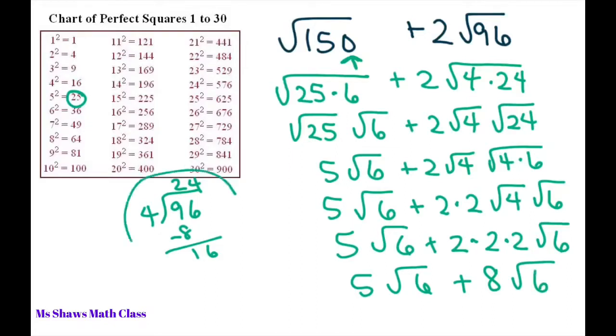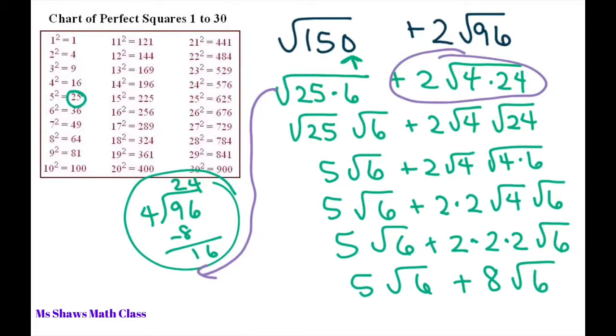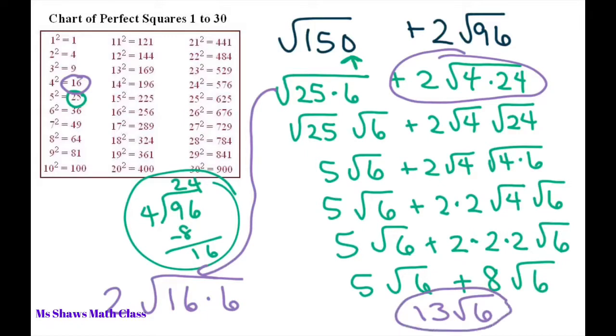Now, when I did this part, what I should have done is done 16. So from here, what I could have written, and I'll just look at this one, I could have written this as 2 times 16 times 6. But I wasn't sure about it, so I could have used 16. Now, finally, we have to add these up. 5 plus 8 is 13, so we have 13 square root of 6. But if you're not sure, you can keep breaking it down like I did.